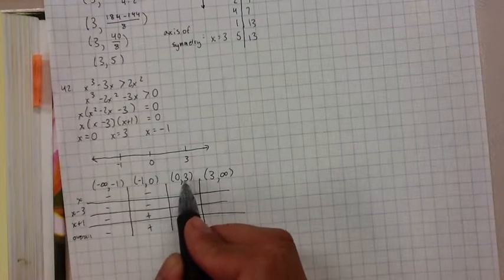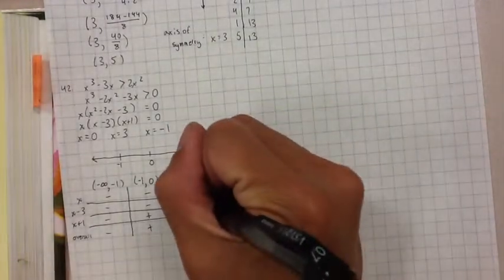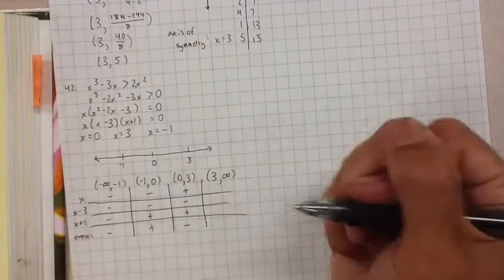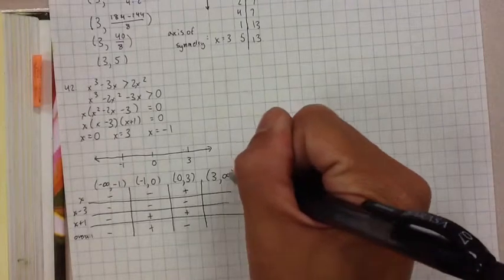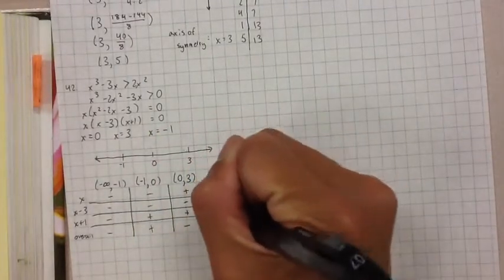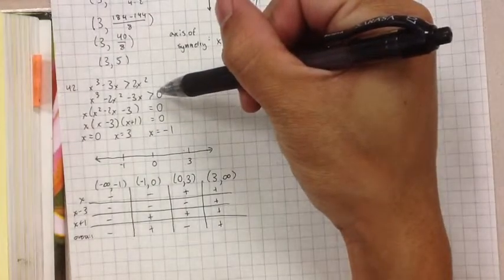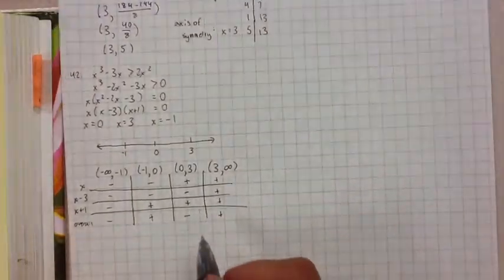From 0 to 3, I'm plugging in a 1, so this will be a 1, that's positive. A negative and a positive. Two positives and a negative make a negative. And if I plug in a 4, positive, positive, positive, overall it's going to be positive. What am I looking for? Come back to my sign up here. This is a greater than sign, so I am looking for my positive ones.